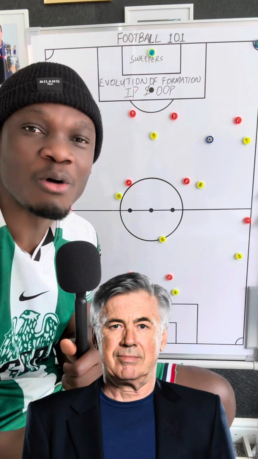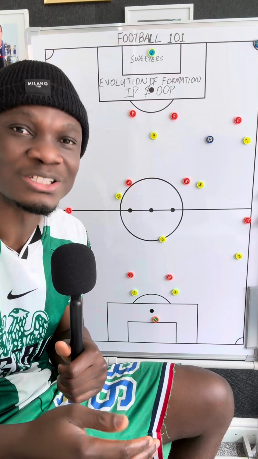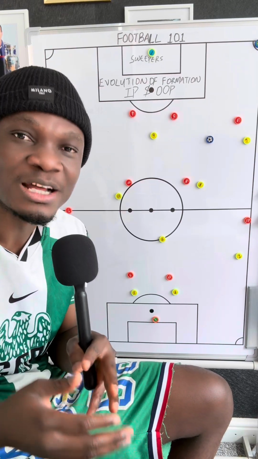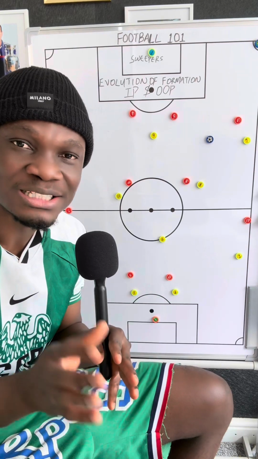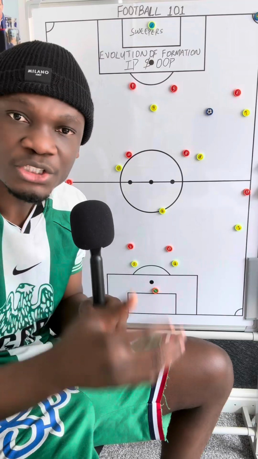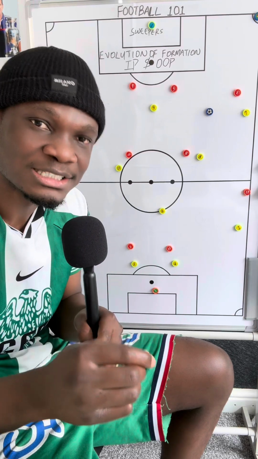Today on Football 101, we are going to talk about football formations, the evolution of football formations, IP and OOP. Football formations have evolved over the years, from even before the Catenaccio, when they played massive defense and massive attack, and then the Catenaccio, total football, possession football, and what have you. So each formation has its strengths and its weaknesses.